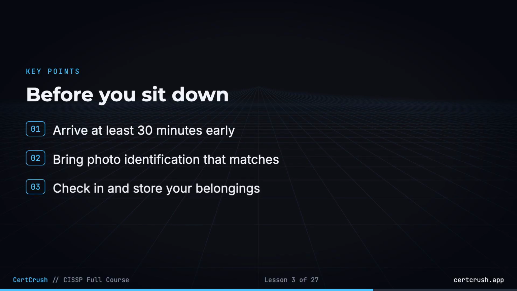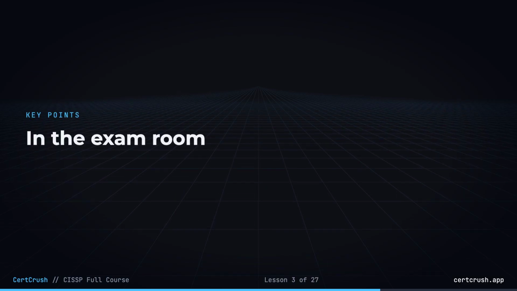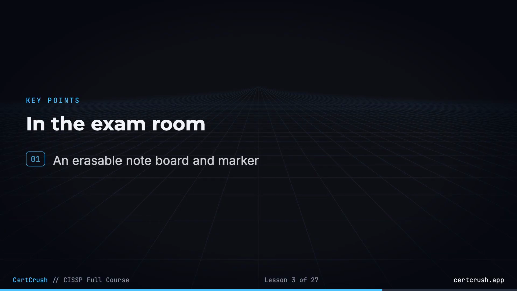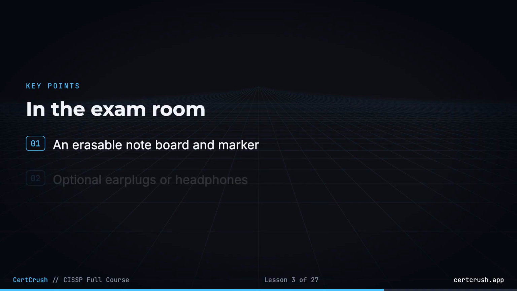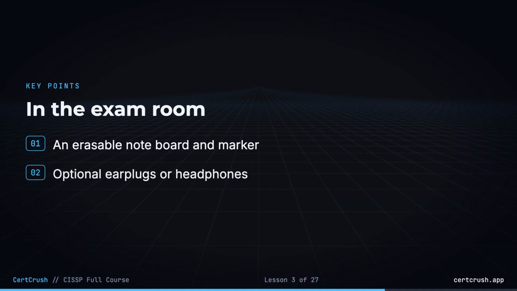Third, check in and store your belongings. Staff will verify your identity, take your photo, and have you lock your phone, bag, and notes in a locker. Personal items don't come into the exam room. Fourth, get settled at your station. A staff member walks you to a computer in a quiet, monitored room. You'll usually get an erasable note board and marker, plus optional earplugs or headphones.